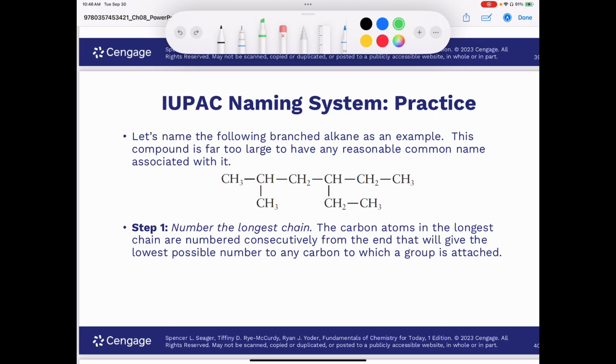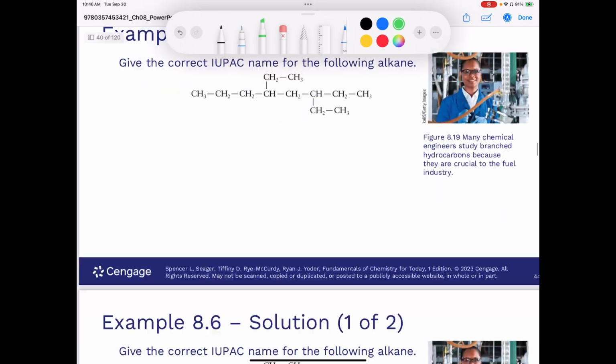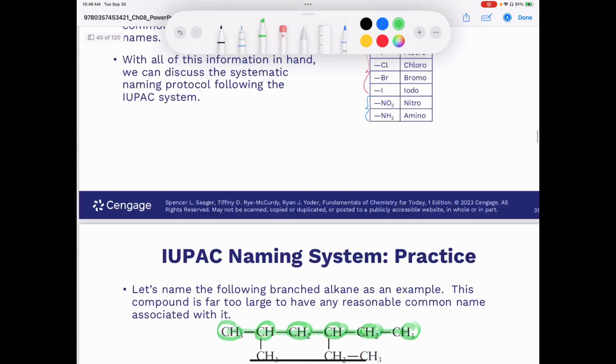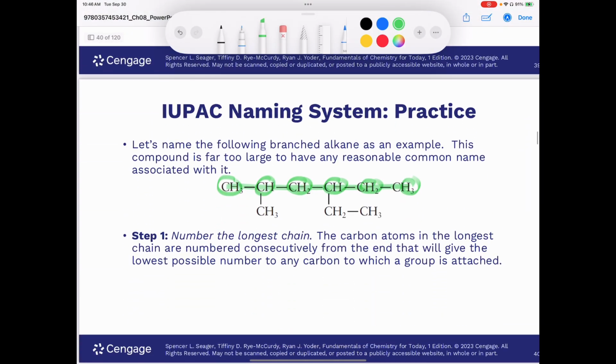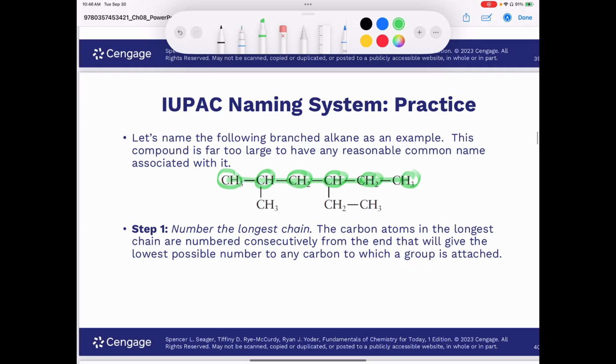So we always go for the longest chain. I'm just going to do it horizontally like this. And so now we can see you have a total of 6 carbons, right? 1, 2, 3, 4, 5, 6. So that means this is some kind of hexane. So our root, again, if I highlight it in green like this, is going to be some kind of hexane.